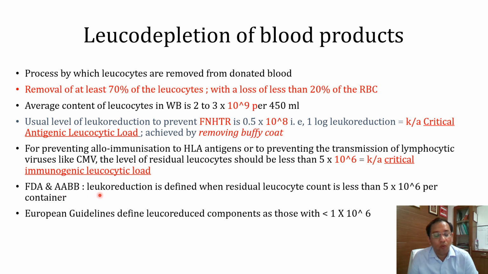So coming to when do you label it as leukoreduction? Leukoreduction is defined when residual leukocyte count is less than 5 x 10^6 per container, that is the bag. So once you have that, you can label it safely as a leukodepleted product.